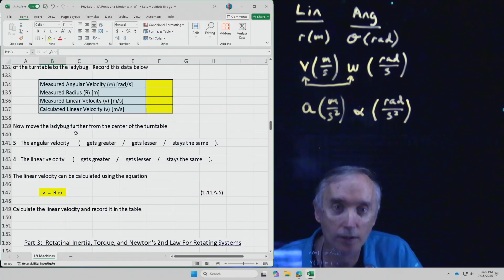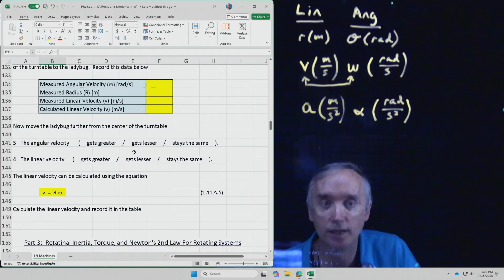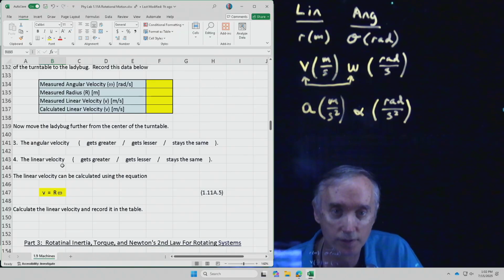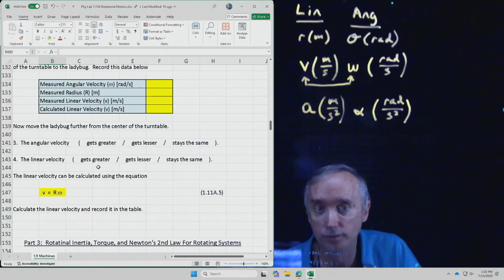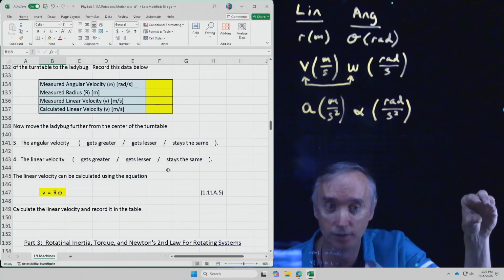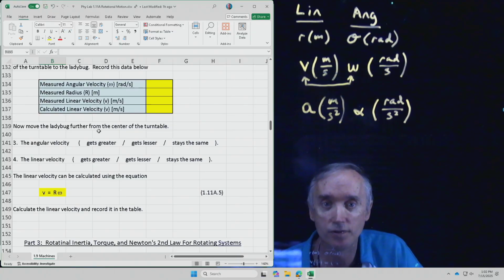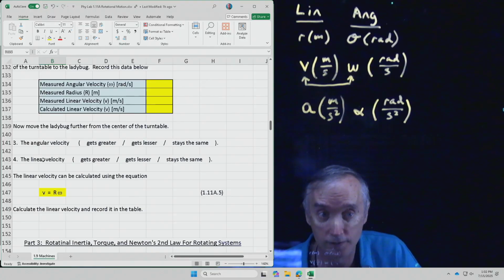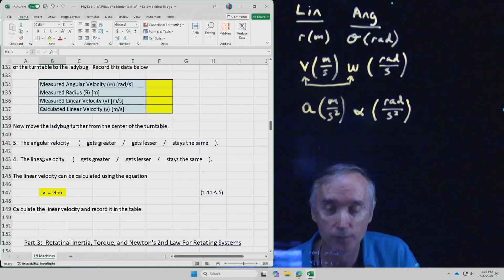It said to move the ladybug further from the center of the turntable. What happened to the angular velocity? Did the angular velocity get greater? Did it get lesser? Or did it stay the same? So look at your data from the simulation. Now look at the linear velocity. Did the linear velocity get greater? Did it get smaller? Or did it stay the same? So if you move the ladybug further away from the center of the turntable, what happened to the angular velocity and what happened to the linear velocity? That's what you should be paying attention to.